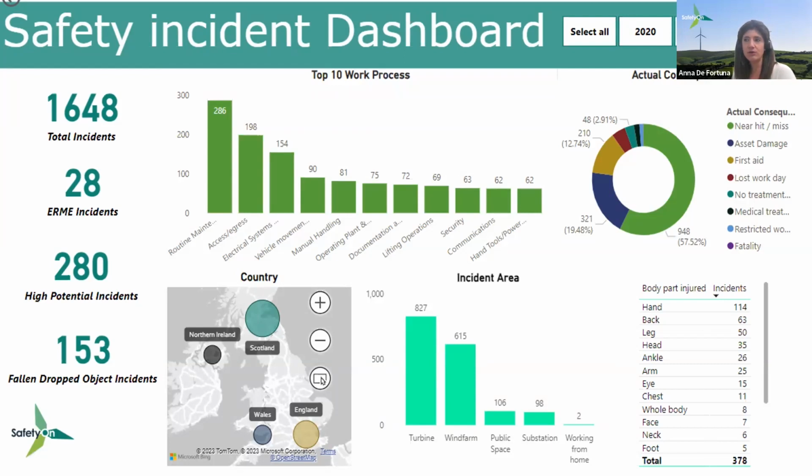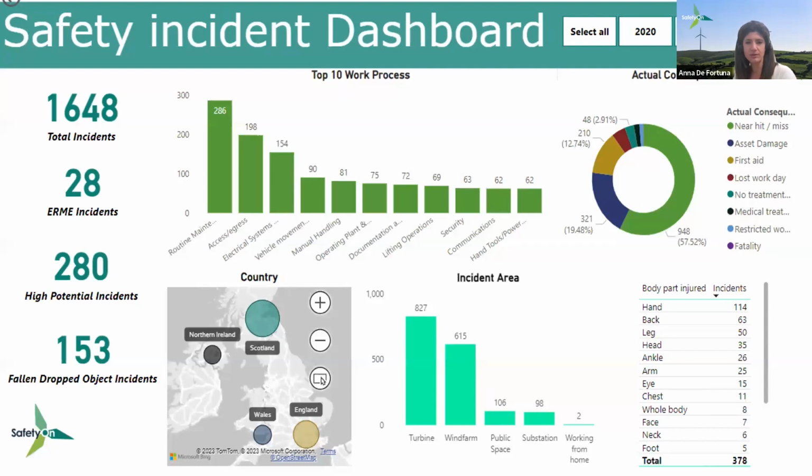You'll see as well within the top 10 work process that access and egress comes in as the second highest work process where incidents are occurring, followed by working with the electrical systems. In regards to incident area, you can see that the turbine is where most of the incidents occur, followed by the wind farm. And when we talk about the wind farm, that includes the car park, any office or office surroundings, any road and tracks. This is the turbine assembly, deliveries, civil works.